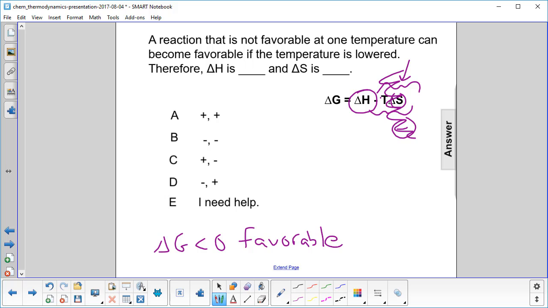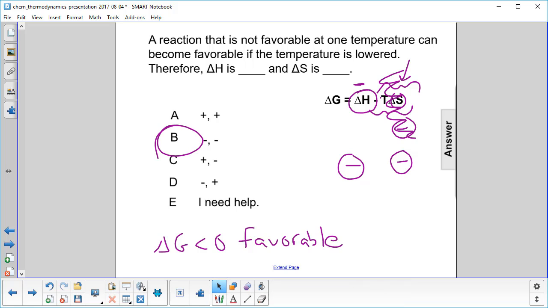So when does it turn favorable? Well, when the magnitude of delta H is greater, and it has to be negative, because we want it to be favorable. So what do we have here? Negative for delta S, negative for delta H. So the answer should be B.